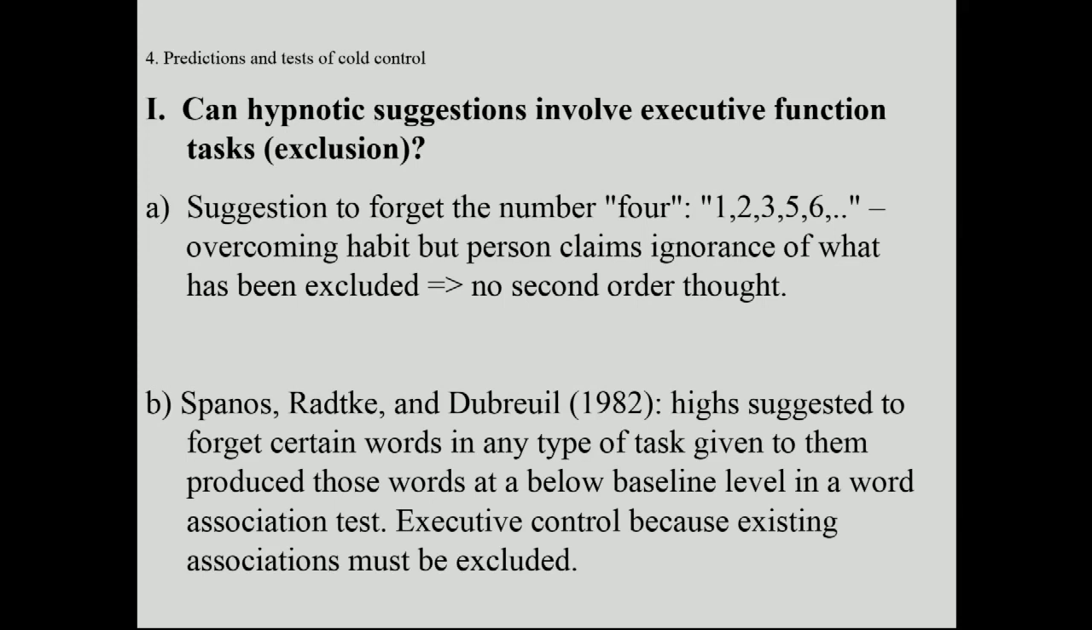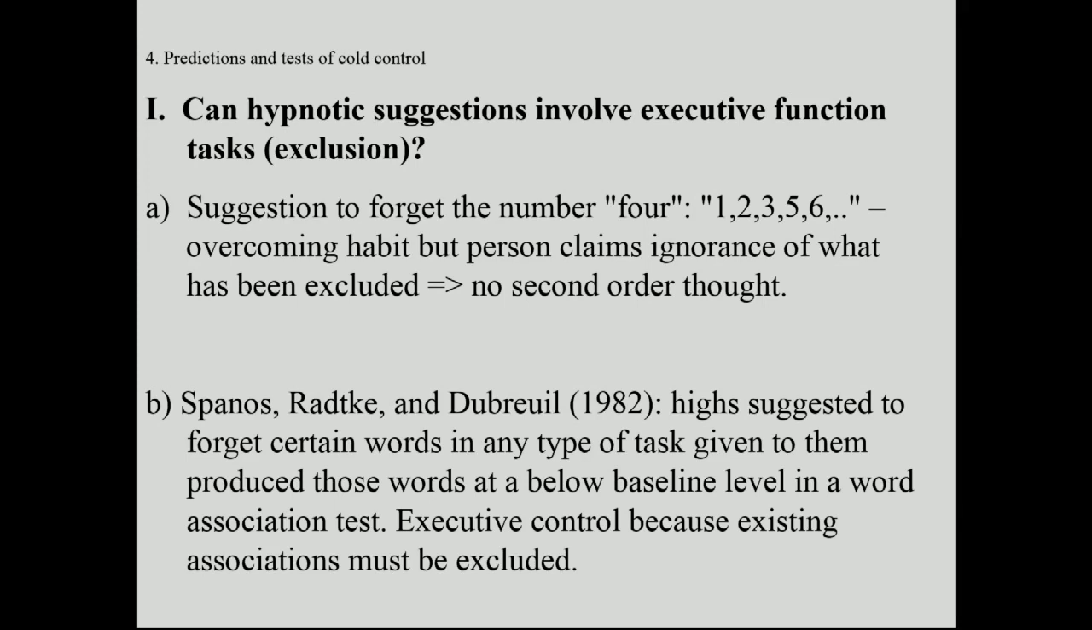But now what the person has done is they've overcome a habit, one of the strongest habits that you have, namely 1, 2, 3, 4, and excluded 4. But on a Jacobi measure, they've excluded 4, so 4 must be the content of a conscious mental state. But that is precisely what the subject denies. They say, I'm really confused, I don't know what's going on, it doesn't add up. Please relieve me of my misery.